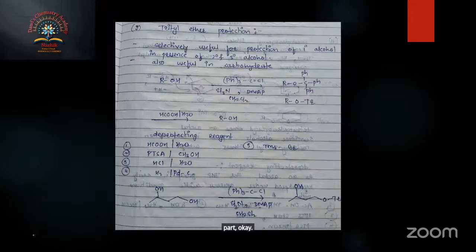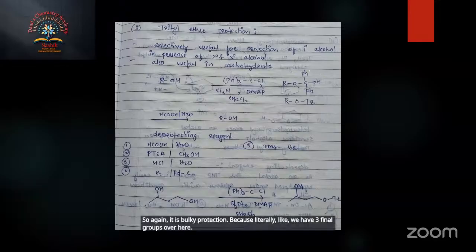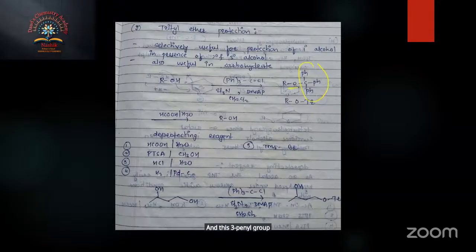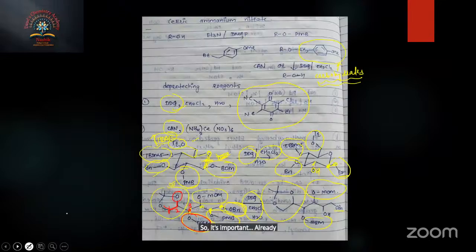Then there is trityl protection. Again, it is a bulky protection because trityl has three phenyl groups over here, and these three phenyl groups can protect primary alcohol selectively in the presence of secondary and tertiary. So it is important. Already I asked you, what will you do? So see, we have a primary carbon over here, right? What do we have here, primary carbon. This is the primary carbon.